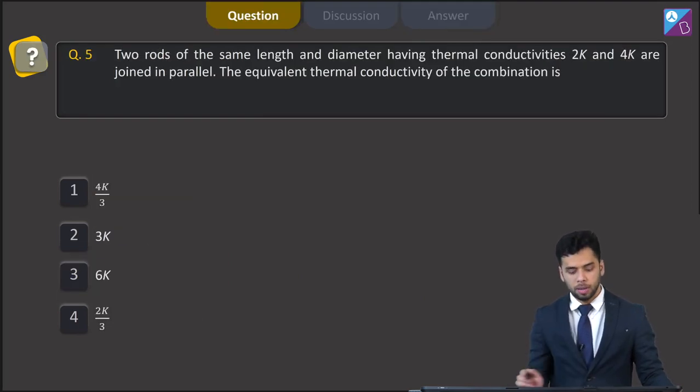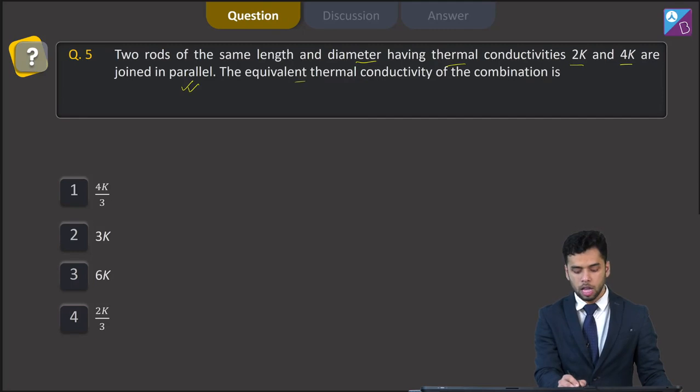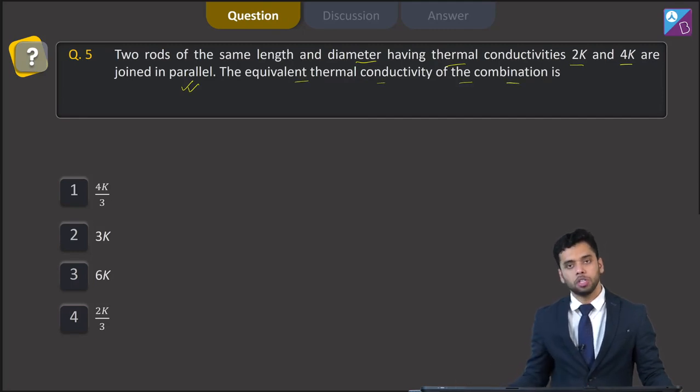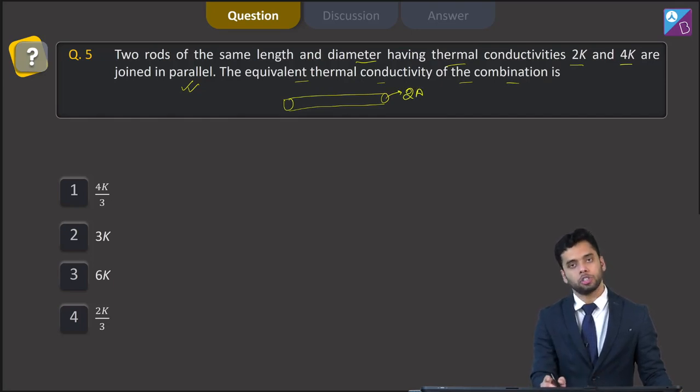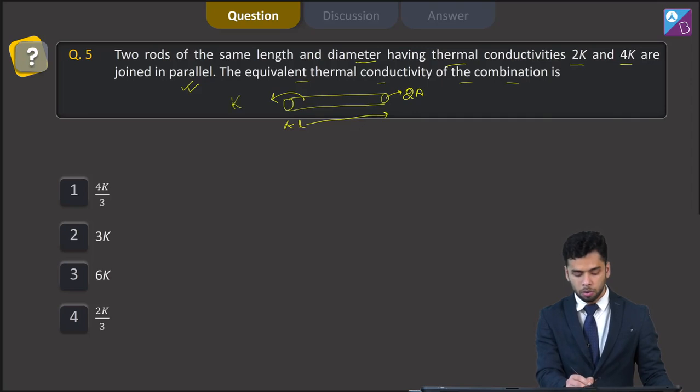Two rods of the same length and diameter having thermal conductivities 2K and 4K are joined in parallel. The equivalent thermal conductivity of the combination is. Let us assume that the equivalent rod whose thermal conductivity we are going to find will have an area of 2a, considering both the rods have area of cross section a, and its length to be L, and its thermal conductivity to be equal to K effective.